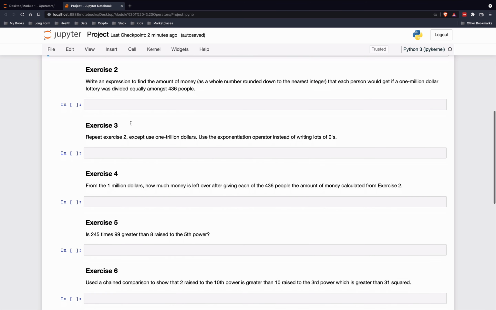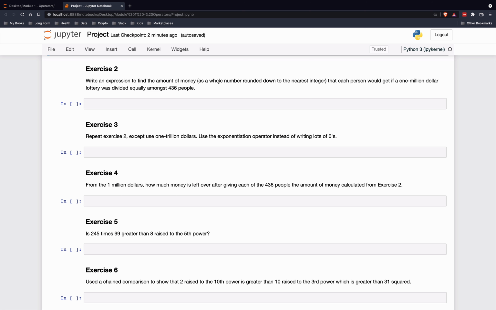Write an expression to find the amount of money, as a whole number rounded down to the nearest integer, that each person would get if a $1 million lottery was divided equally amongst 436 people. So, all right, there's going to be a $1 million lottery. Let's go ahead and write that down. So 1 million, 1, 2, 3, 1, 2, 3, so 6 zeros. And we're going to divide it amongst 436 people.